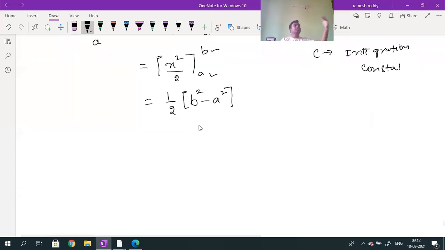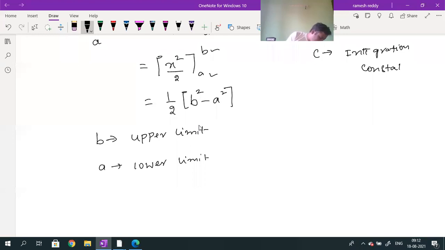So, definite and indefinite integration. How to write the integration limits? Integration limits you always have to write here. What is b? b is called the upper limit. You will come to know the meaning of limit. And a is called the lower limit. So upper limit minus lower limit, always you have to write. Are you getting it, students?